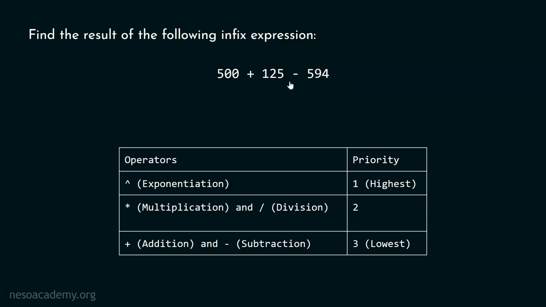What about 500 plus 125 minus 594? You can see the operators have the same priority. Therefore, we must go from left to right and evaluate all these expressions one by one. First, we will evaluate 500 plus 125. It gives 625. Now what about this 625 minus 594? It gives 31. So 31 is the final result, right? Now I hope everything is clear.